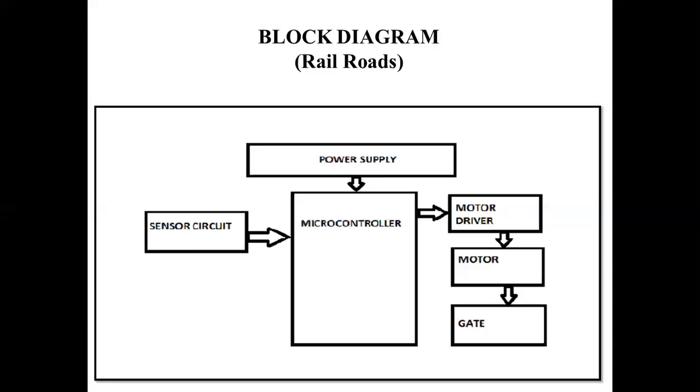And next is the block diagram of the railroad. This is the block diagram of the railroad. The sensor circuit is connected to the microcontroller where the power supply is given.